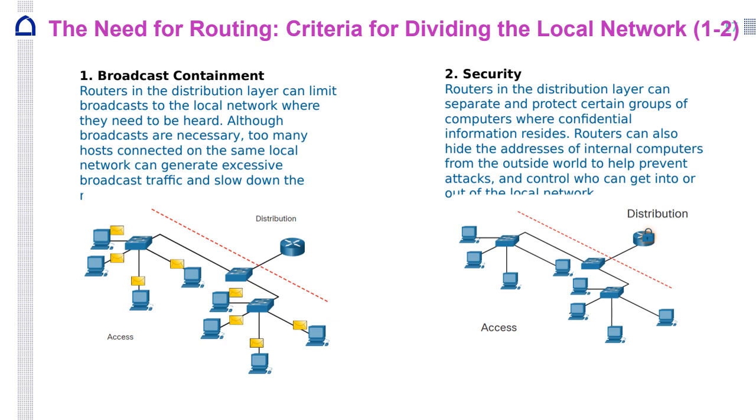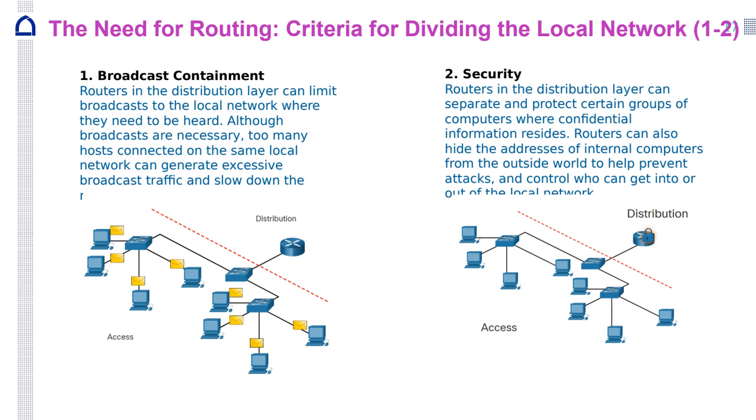We already talked about broadcast containment. How do you contain or stop a broadcast using which device? Router. A switch will not stop a broadcast. To contain the broadcast you need a router. And each router interface will connect to one broadcast domain. So here in this drawing, how many broadcasts do I have in this design? One. What about here also? One. Very good.